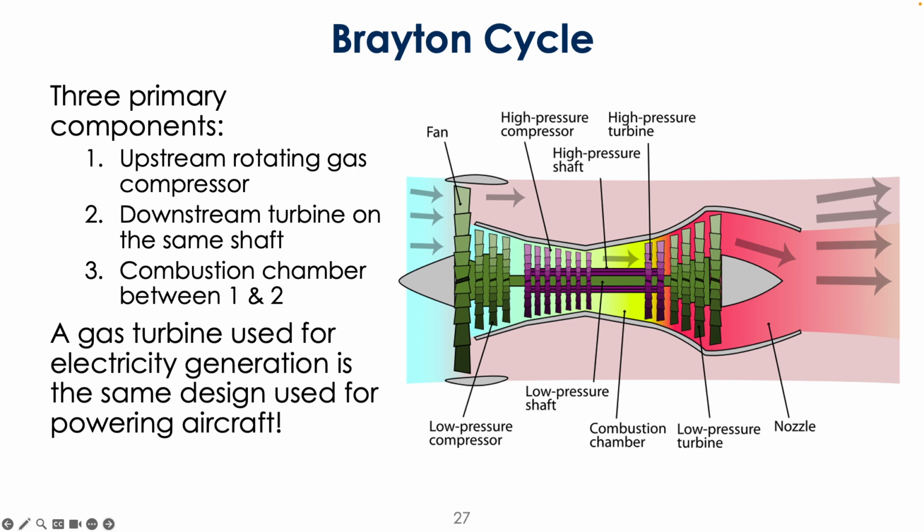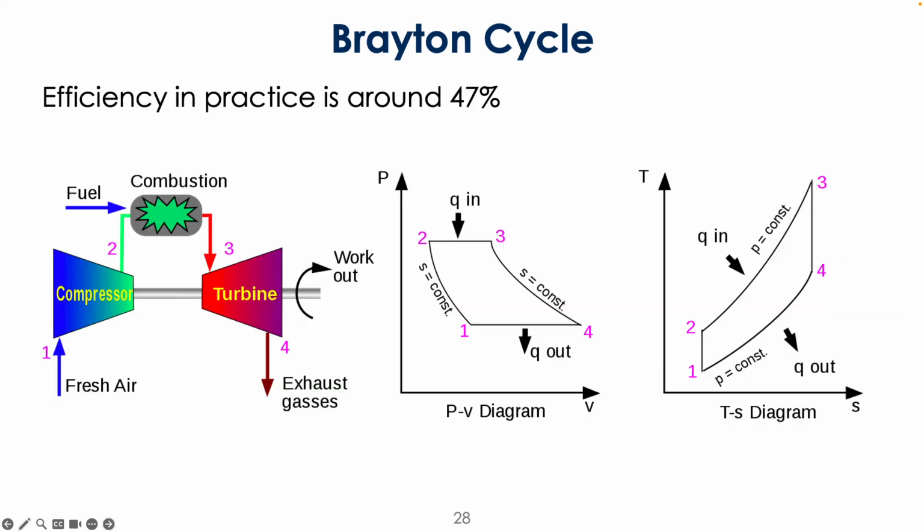So the Brayton cycle takes advantage of this spinning turbine, and then we use that to power a generator. The efficiency of a Brayton cycle in practice is around 47%, and you're usually getting efficiencies in the low 40% range for natural gas plants in operation.